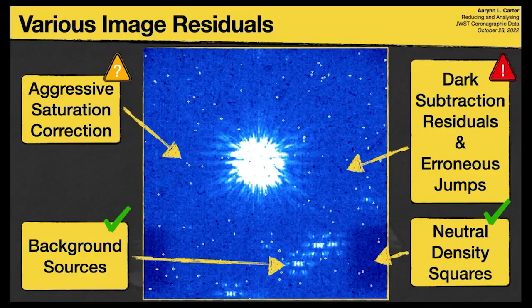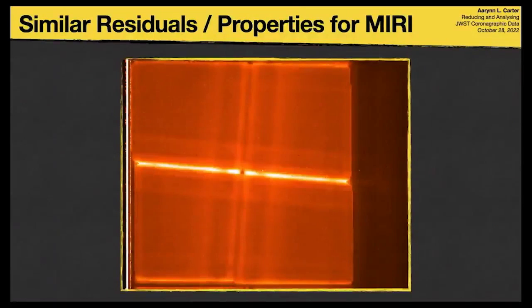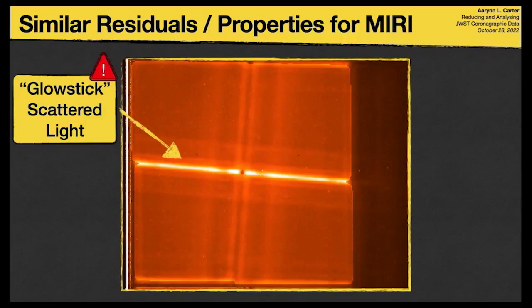So that's just for NIRCam, but I do want to mention quickly as well, there's similar residuals and properties for MIRI. So you can see this is a very similar image at the same stage, but for the MIRI coronagraph, and you can see different effects here too, such as this glow stick scattered light. I'll touch on this later in more detail, but this bright bar of light is certainly not expected. It's not something we thought the instrument would have before launch, so it's something we have to correct for.